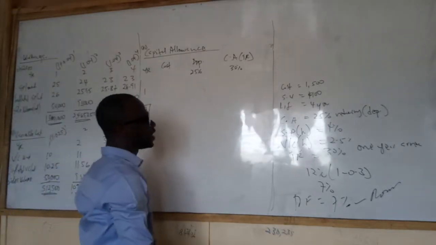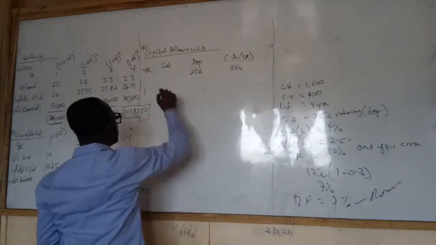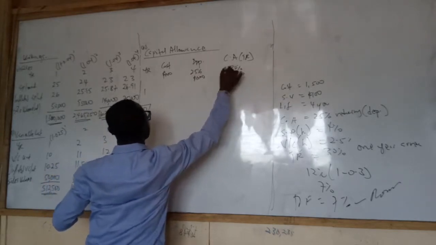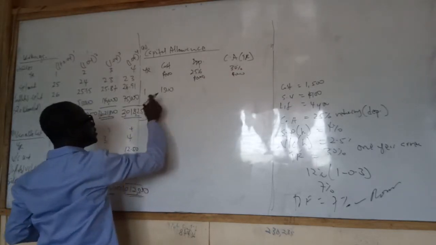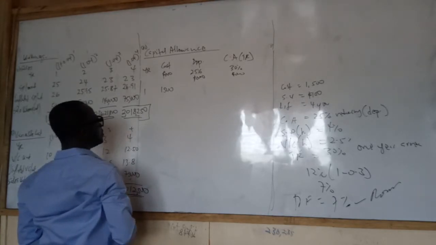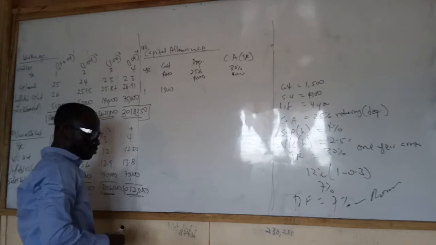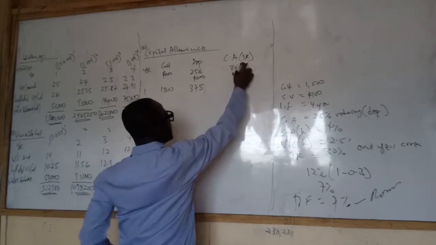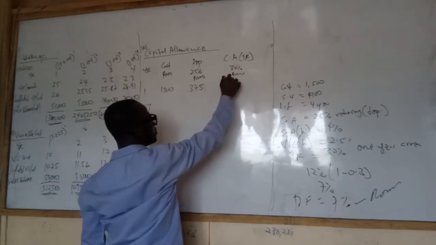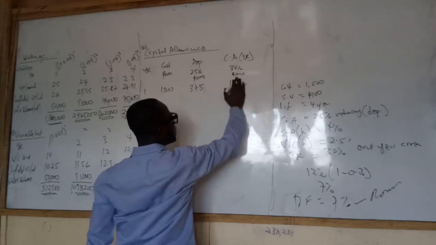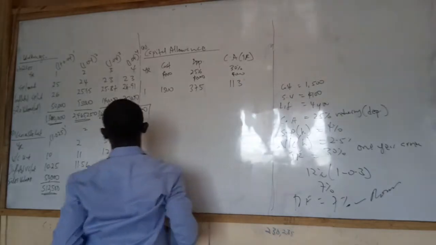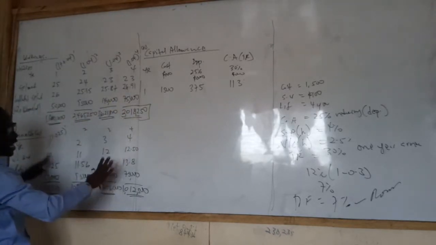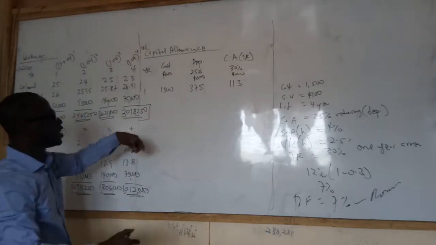Year 1, what is the cost of the machine? 1,500, because we're working in thousands. 25% is 375. 30% of 375 is 112.5, so we can say 113. We work to the nearest thousand. Even all these figures, when we put them on the schedule, we approximate and work to the nearest thousand, to avoid those decimal points.